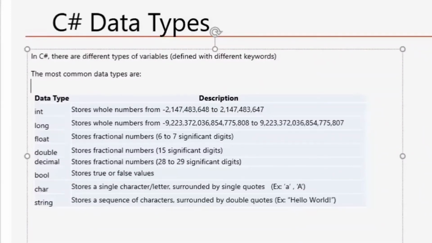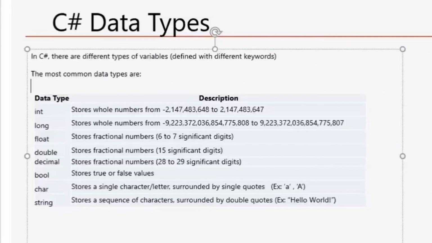Similarly, another numeric type is long. It is again a whole number, but the range is very big. If you are going to store smaller values, you can choose the int data type. If you are going to store bigger values, you choose the long data type. Then if you come to fractional numbers, where we need to store decimal values, we have three different kinds of data types: float, double, decimal.